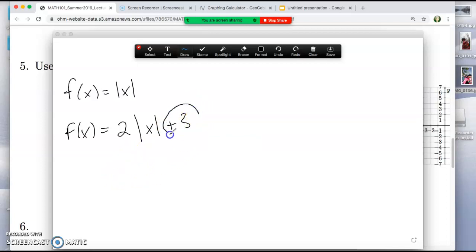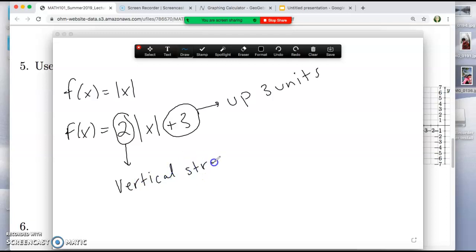Now, what's happening here? The plus 3 is on the outside. That tells us that we're moving up 3 units, right? We're moving up. Now, this 2 is being multiplied also on the outside, and it's greater than 0, so it's going to be a vertical stretch here. So it's going to get more narrow by 2 units. Okay, so there's two transformations happening here.